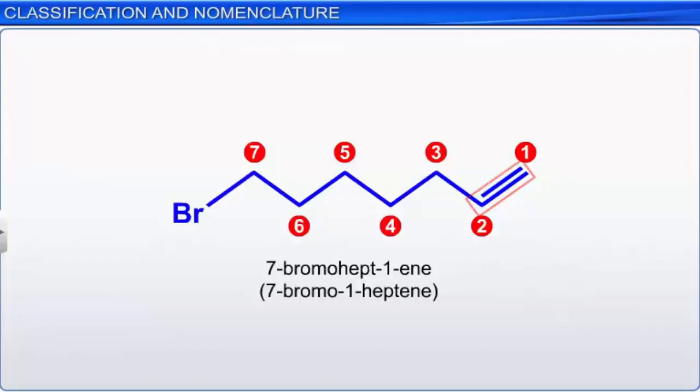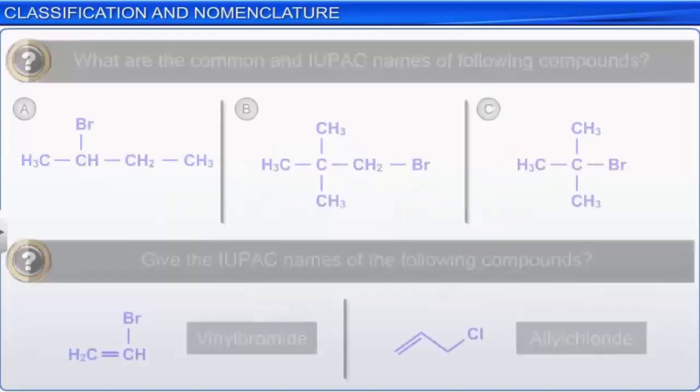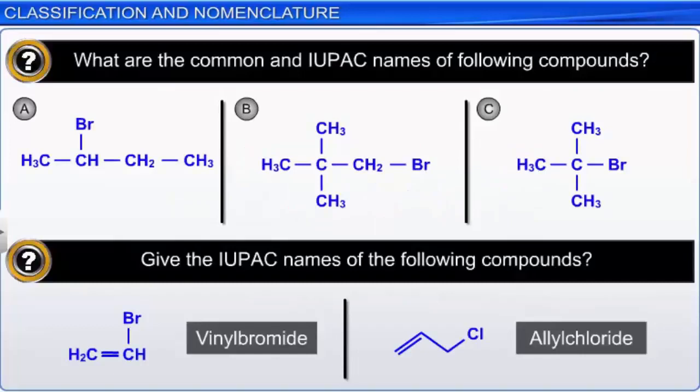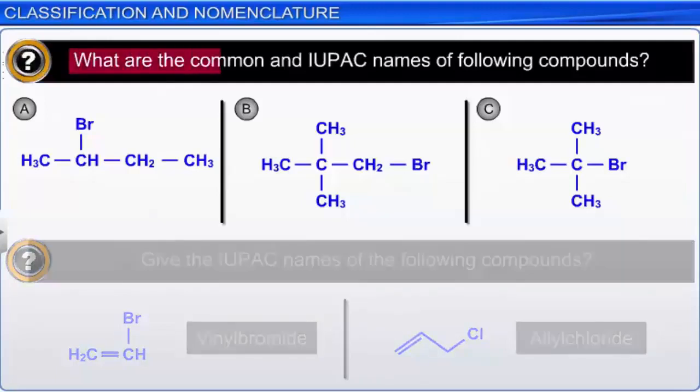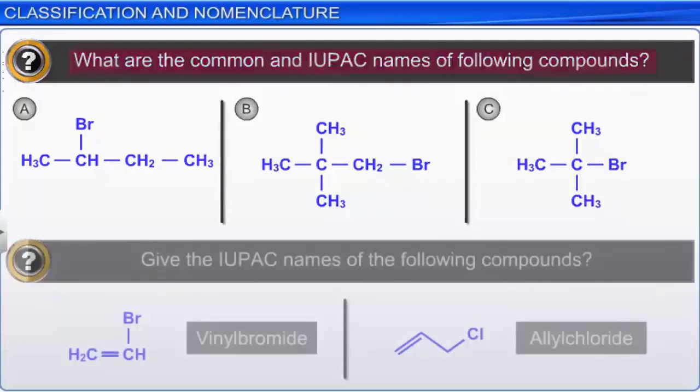Practice is the key to learning organic nomenclature. Here are 2 problems to try on your own. What are the common and IUPAC names of these compounds? Vinyl bromide and allyl chloride are the common names of these molecules. What are their IUPAC names?